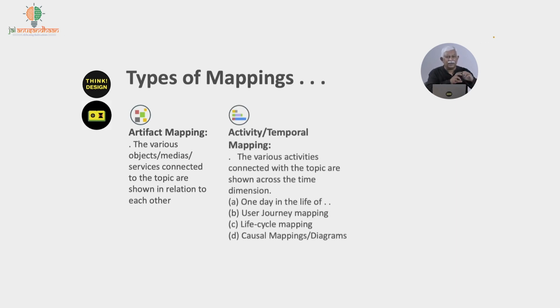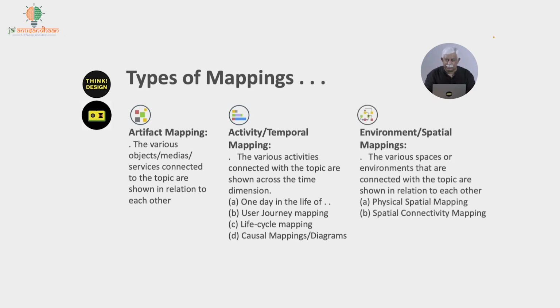In activities, you can actually map it across the time dimension. So, it could be one day in the life of your product or the user. It could be the user journey mappings from start of the activity to the end of the activity. It could be life cycle mapping, that means it starts in some place and gets back to the original place, especially meaningful products. It can also be causal mappings. Causal are where the interdependencies of the variables are connected together. So, you kind of do a network of them, that could be the causal mappings.